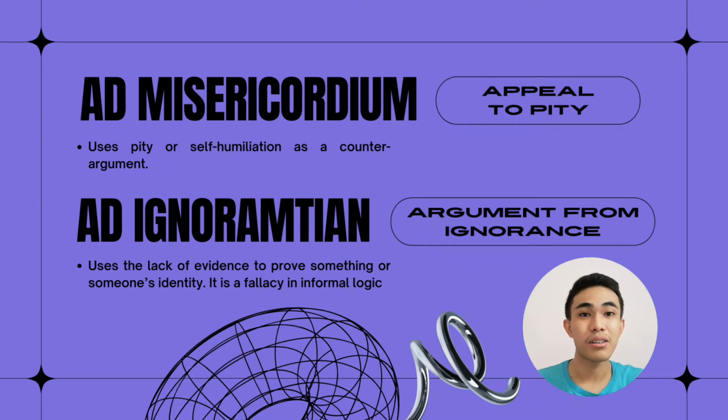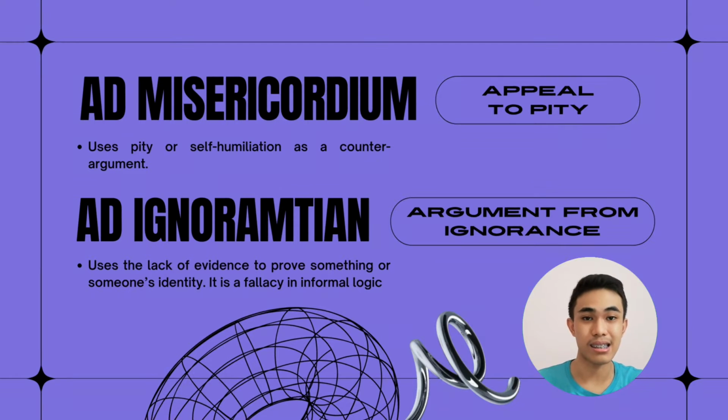Next is ad ignorantiam or argument from ignorance. This uses the lack of evidence to prove something or someone else's identity. It is a fallacy in informal logic. Example, you can't prove that mermaids aren't real, so it is reasonable to think that they exist.